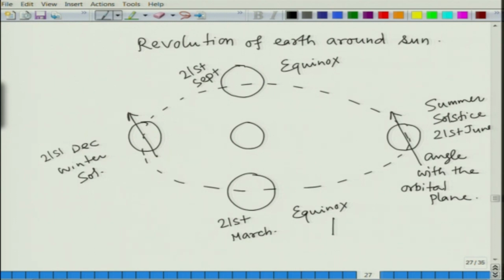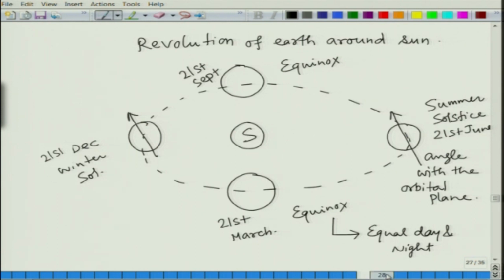Equinox means equal day and night. And the solstices stand for the maximum or minimum day length. For the summer solstice we have the maximum day length on 21st June, and on 21st December we have the minimum day length, which is the winter solstice. This we have looked at. This was the sun, and these positions we have looked at.